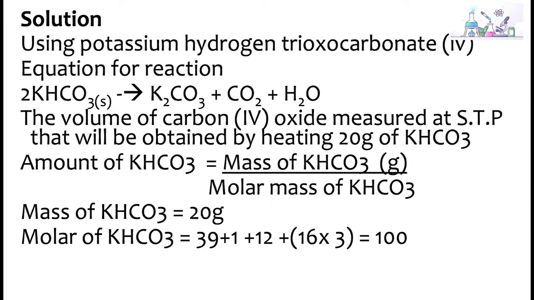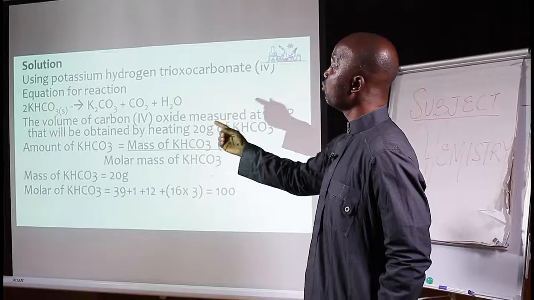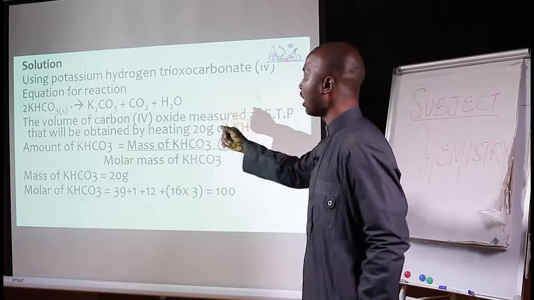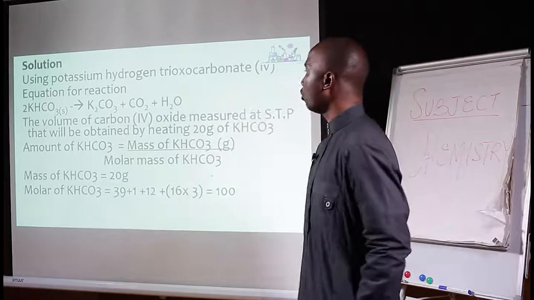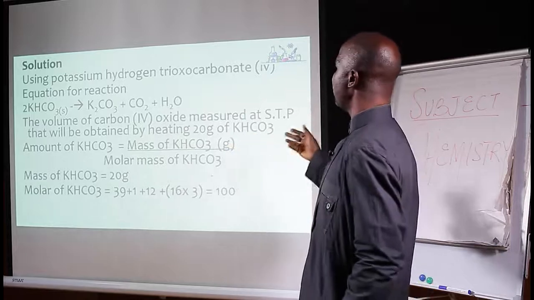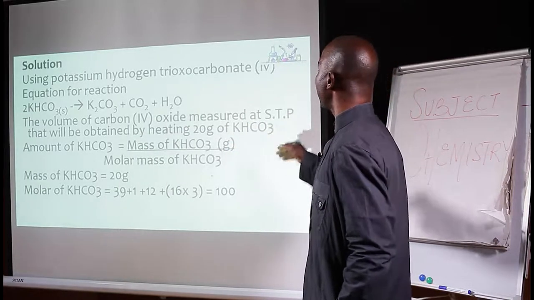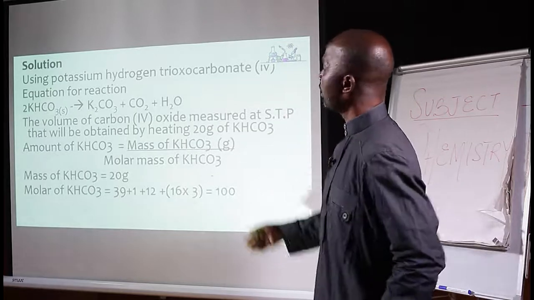Now, from the equation, you can see potassium hydrogen trioxocarbonate 4, which is KHCO3. The presence of hydrogen there tells that it's an acid salt, so that it will give you potassium trioxocarbonate 4 plus carbon 4 oxide plus water. So the volume of carbon 4 oxide measured at STP that will be obtained by heating 20 grams of potassium hydrogen trioxocarbonate 4. Now look at it.